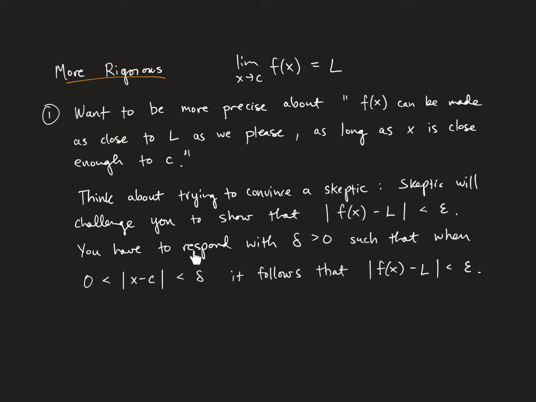So what your response has to be is some positive number delta, such that when your x is within delta of that c, so this is your x being close enough to c, delta is measuring the close enough. I'm within this number delta, then it follows that f of x is indeed close to L, in the sense that it's closer than the skeptic's epsilon.